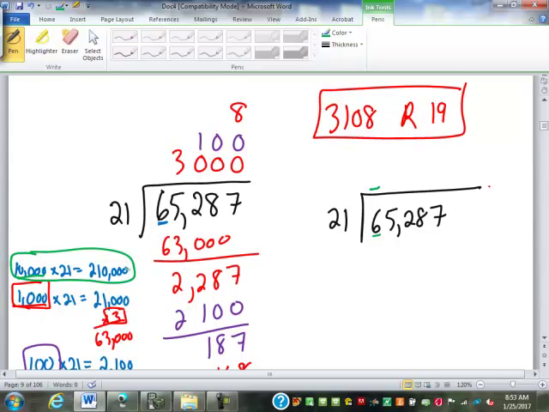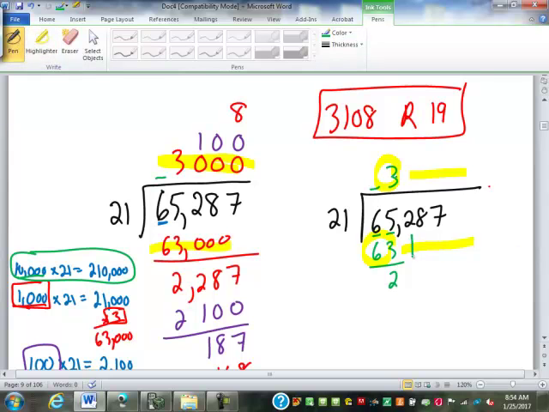10,000 21s is too big. Can't take it out, so we don't have any 10,000s. So move to the next digit. 65. Does 21 go into 65? Yeah, 3 times. Put a 3 there. 3 times 21 is 63. There's 2 left over. You look at what we did over here. It's the exact same thing as without the zeros. We left the zeros off.